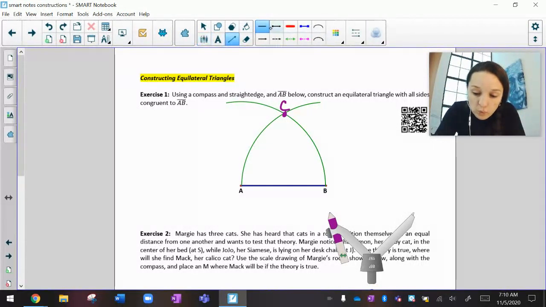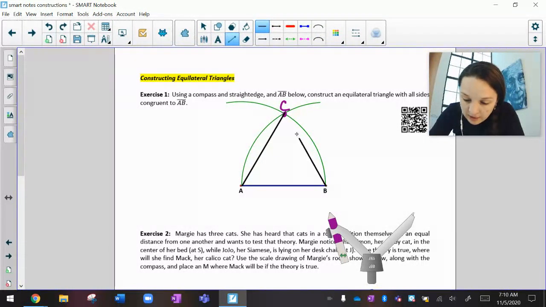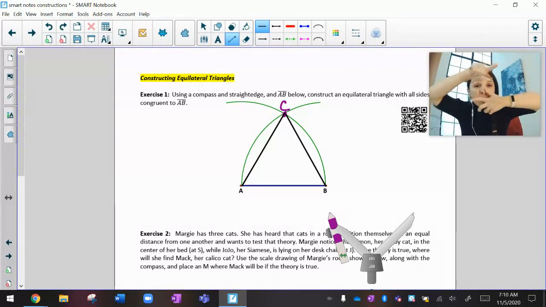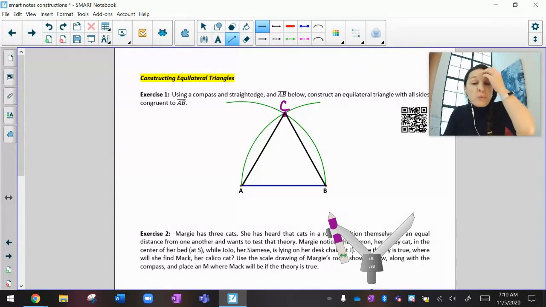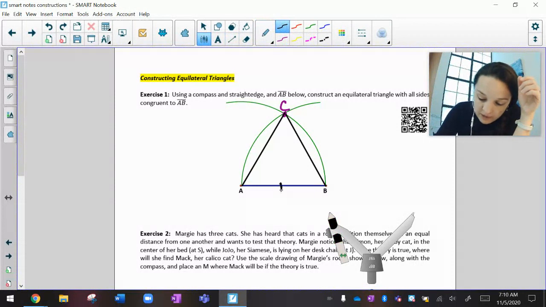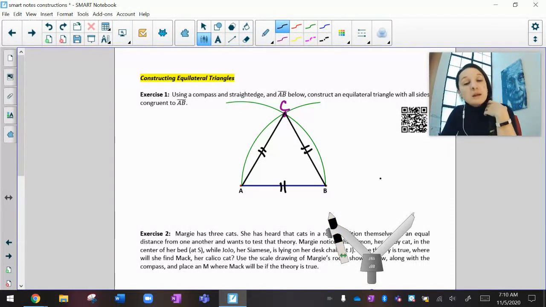And then with your ruler, you're going to draw a segment from A to C and a segment from B to C. And that is now equilateral, because I used that arc to draw a length that's as long as AB, as far up as I could. And then from a different point with the same compass setting, I drew another arc. So where they intersect, I have now guaranteed that this segment is the same length as that one and that one, making it equilateral.